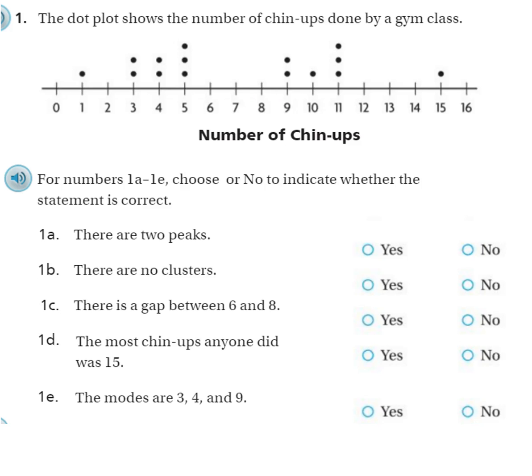All right, join me on page 549 for the Chapter 13 test review. So number 1 says the dot plot shows the number of chin-ups done by a gym class.